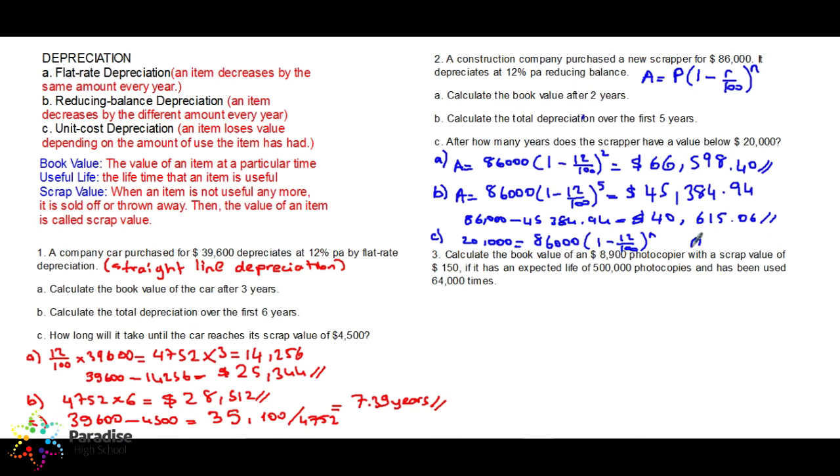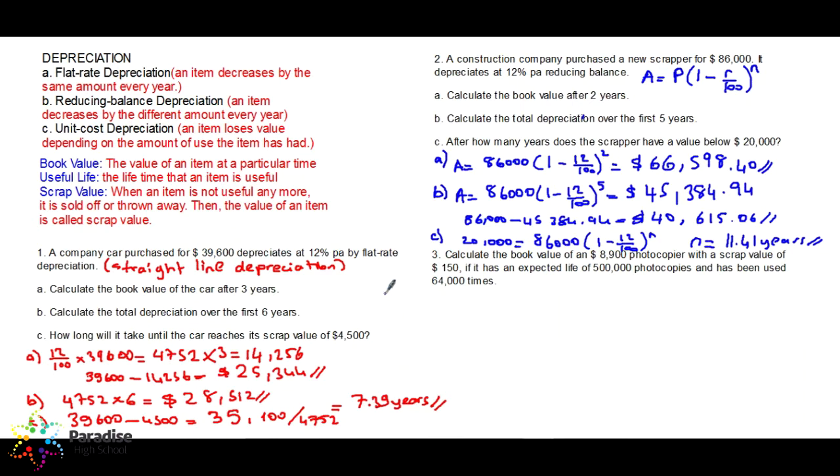And according to my calculation, n is equal to 11.41 years. I'm not going to round it. Just leave your answer as it is. But if you like to round it, do not round it to 11. It's going to be 12 years, right? If you round it to 11 years, it won't go below 20,000. It has to be 12 years.